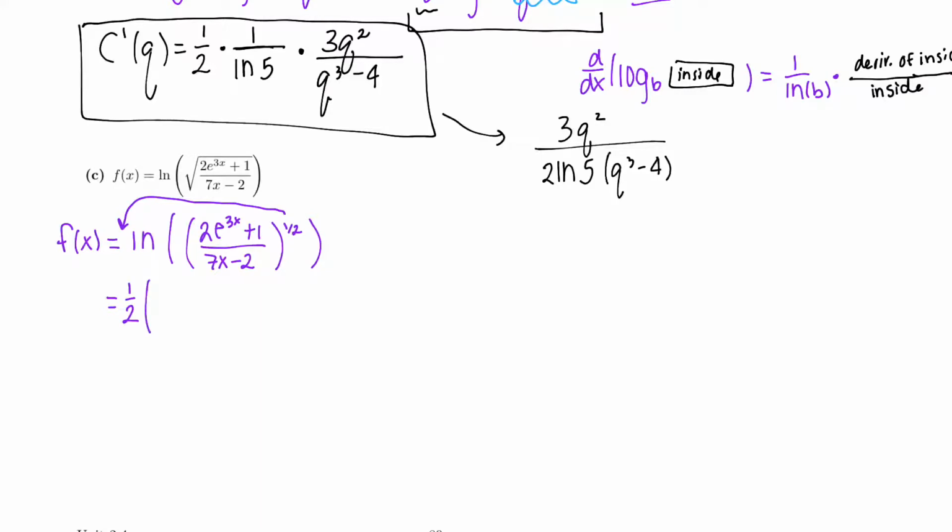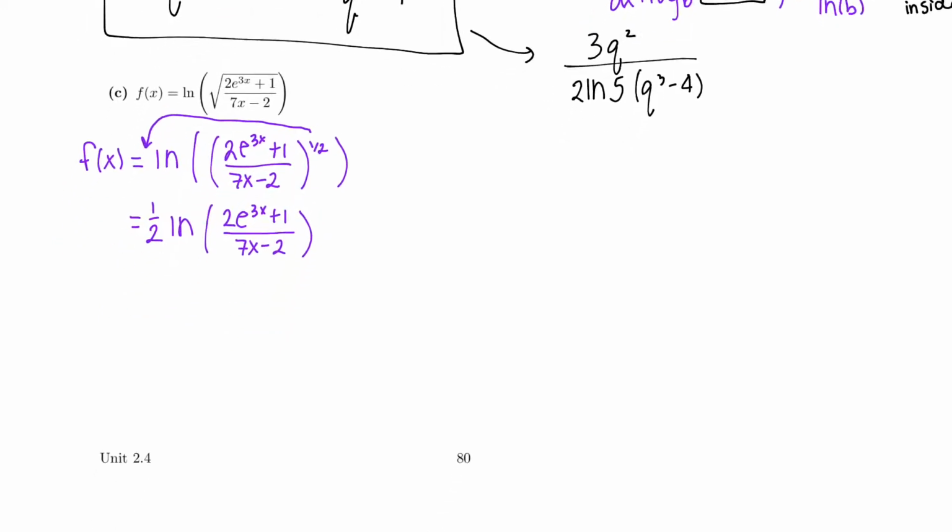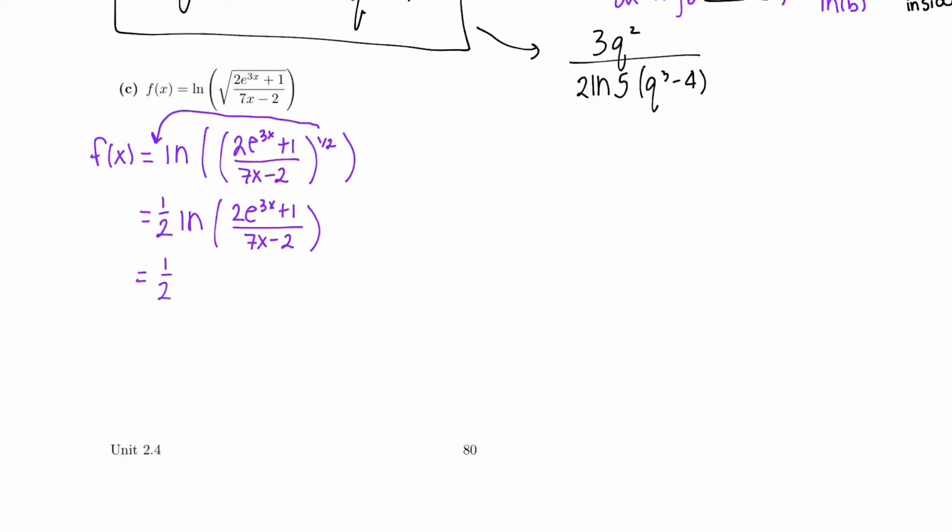So we have 1/2 ln of 2e to the 3x plus 1 over 7x minus 2. And now we have division, and we can separate that with subtraction on the inside. So I'm going to put big parentheses here because the 1/2 technically belongs on all of it. 1/2 times ln of 2e to the 3x plus 1, minus ln of 7x minus 2.